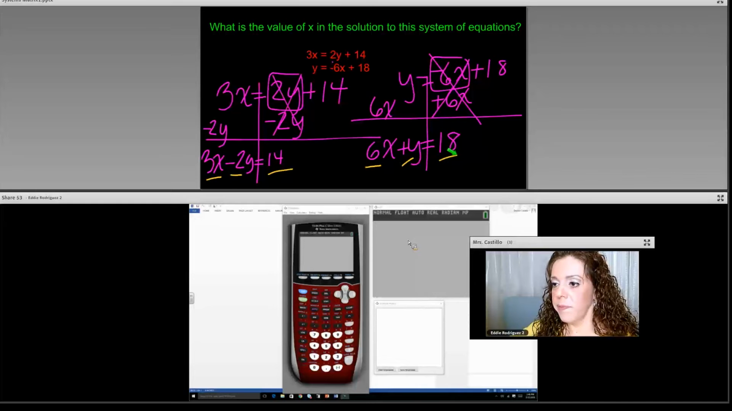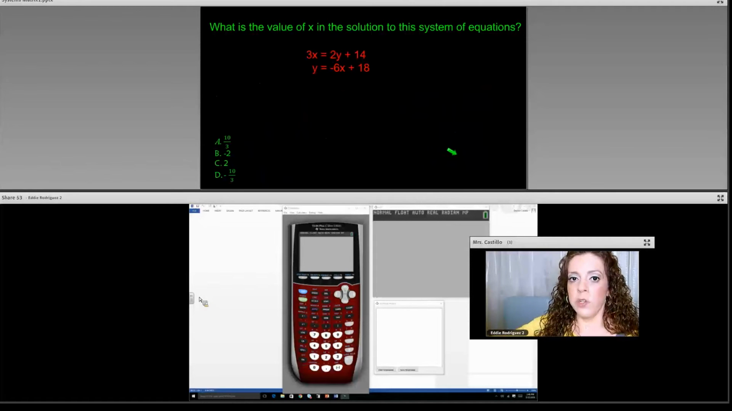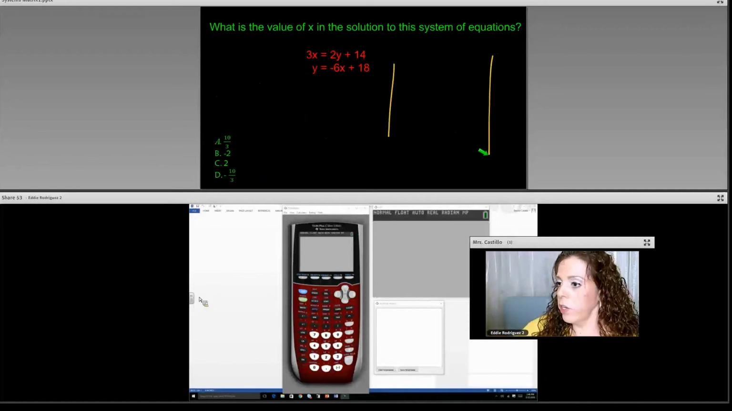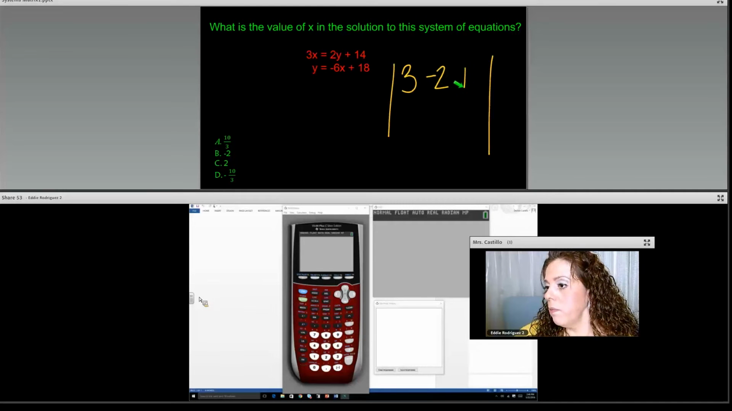So for our matrix, for our first equation, we have 3, negative 2, and 14. And for our second equation, 6, 1, and 18. We're going to create our 2 by 3 matrix.